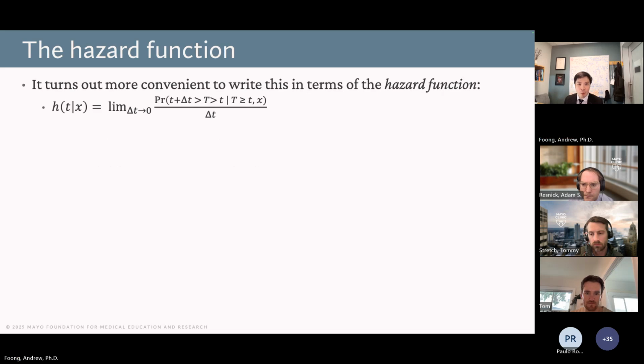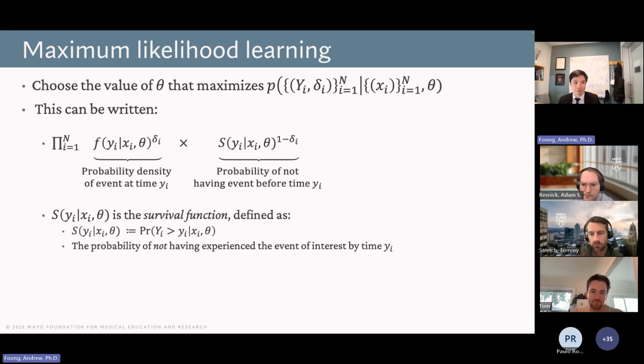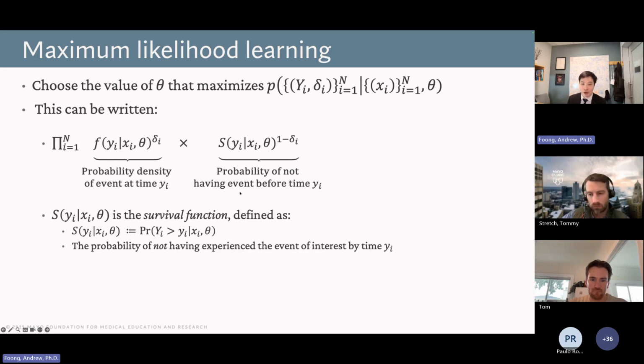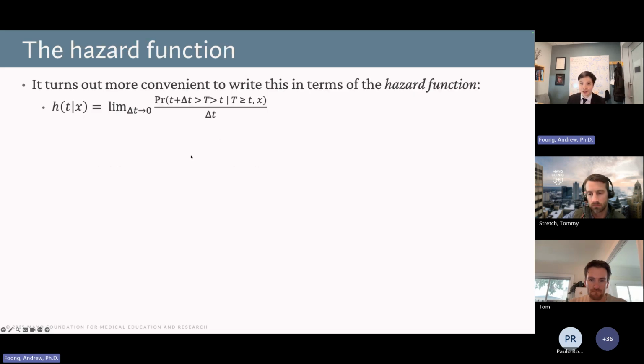Now, one thing you'll notice is that in order to write this down, I've had to introduce two different functions, and it's a bit annoying. It turns out that you can rewrite this entire likelihood by introducing one function only, and that is called the hazard function. The hazard function is defined as the probability density of having the event at time t, conditional on not having had the event before that time.